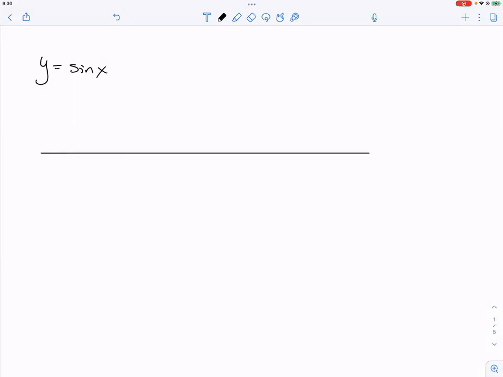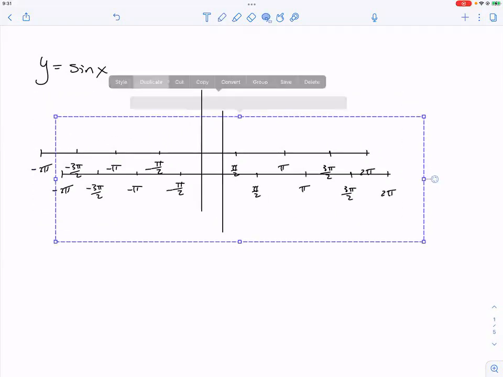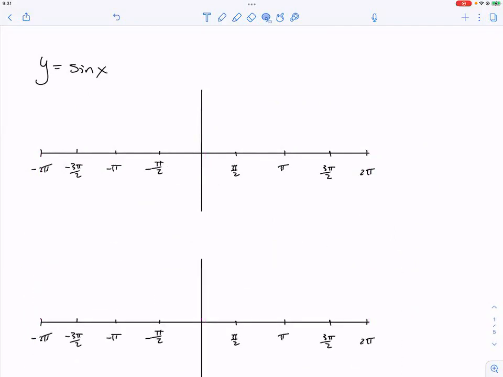Right now, I'm trying to draw this. Let me see if I can draw all the points right here. So we have negative pi over 2, negative pi, negative 3 pi over 2, and negative 2 pi. And then we have pi over 2, pi, and then 3 pi over 2, and then 2 pi. And trying to keep the graph nice, I'm going to duplicate the axes right here.